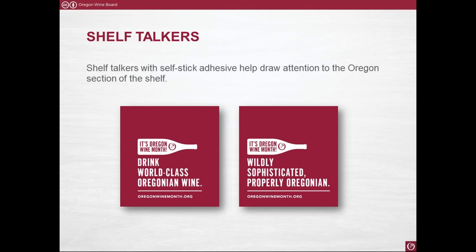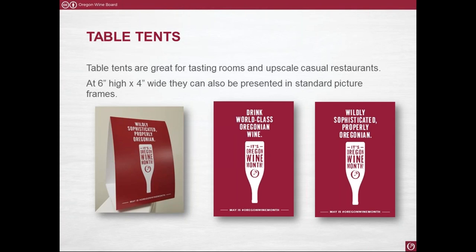We're also producing two different types of shelf talkers this year, and table tents. These table tents are great for tasting rooms and more upscale casual restaurants. They're 6 inches by 4 inches wide, and they can be presented in a standard picture frame if you want to dress them up a little bit.